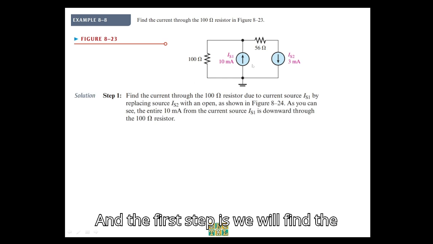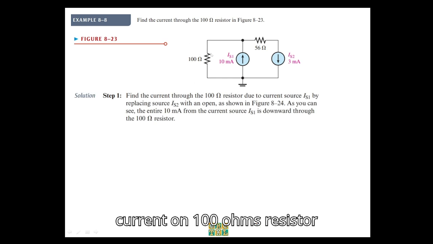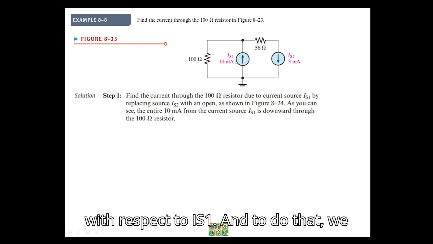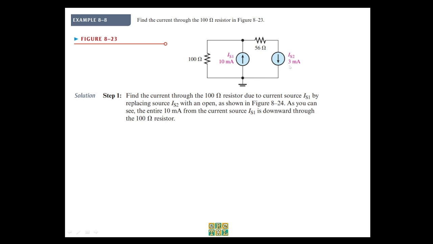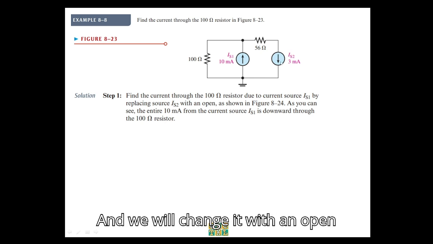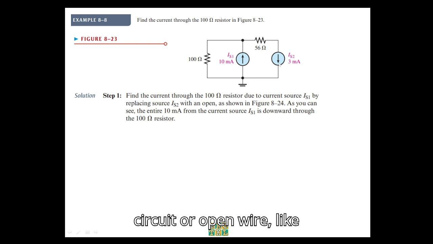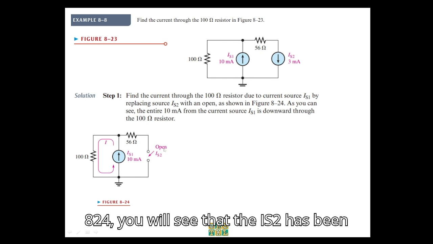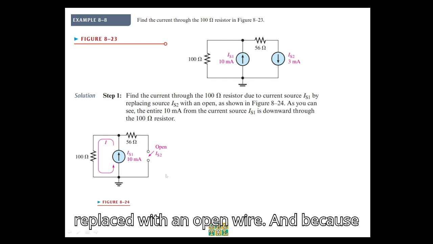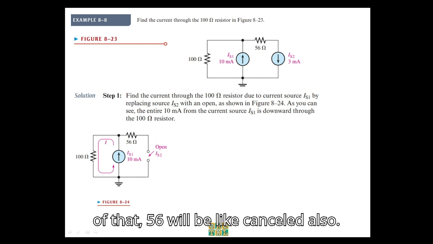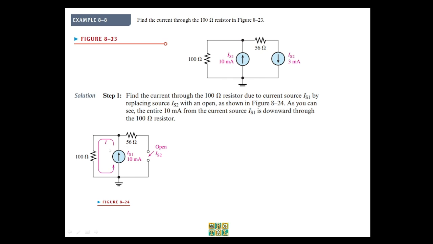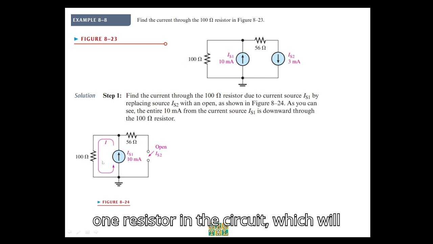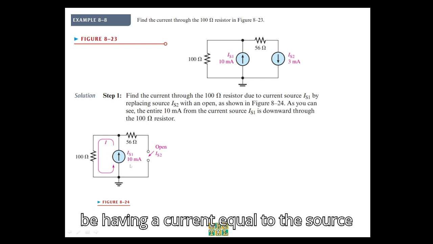And the first step is we will find the current on the 100 ohms resistor with respect to Is1, and to do that we will cancel the Is2 and replace it with an open circuit or open wire, like what we will do over here in this figure 8-24. You will see that the Is2 has been replaced with an open wire, and because of that the 56 will be cancelled also, and we will simply have one resistor in the circuit which will have a current equal to the source of 10 milliamperes.